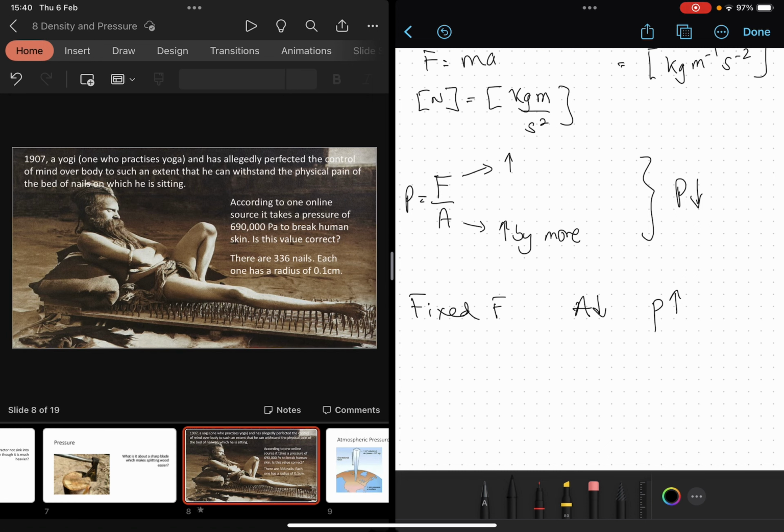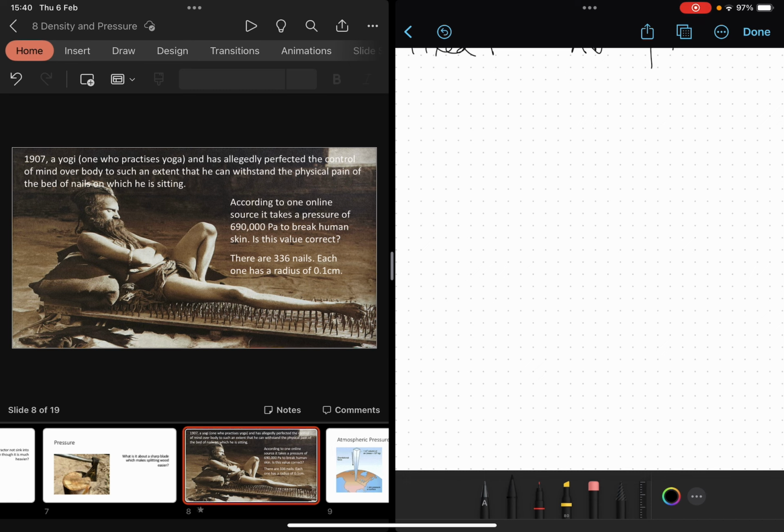So here's a rather bizarre example that we can have a look at then. A yogi, somebody who practices yoga, can apparently perform this. Never tried it, not sure I'm that tempted. But if we made a board and banged 336 nails into it, we could test out the claim that it takes 690,000 pascals to break the human skin. Okay, let's see if that's correct then.